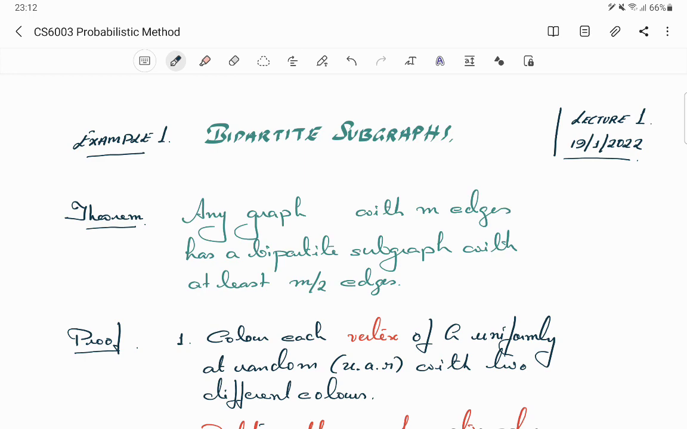A bipartite graph is a graph which does not have any odd cycles. That's one way to define it. Equivalently, it can be defined as a graph in which you can do a proper vertex coloring using two colors. A third equivalent definition: the vertex set of this graph can be partitioned into two independent sets, which are sets of vertices with no edges between them. This means all the edges are crossing between these two independent sets.